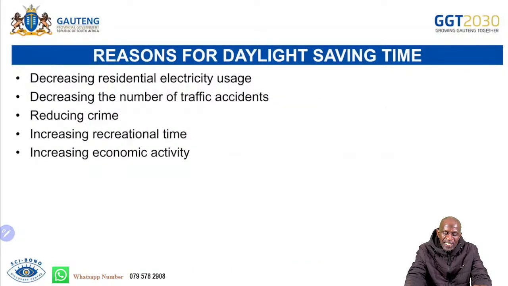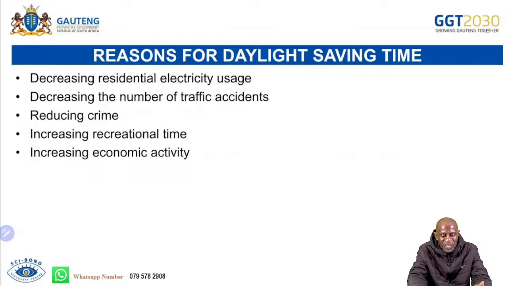A reason for daylight saving time is decreasing residential electricity usage. If we have an increase of 1 hour of daylight, it means no need for light during that time. At 18:00, you are able to see and figure things out around your home, so there is no need for lights.